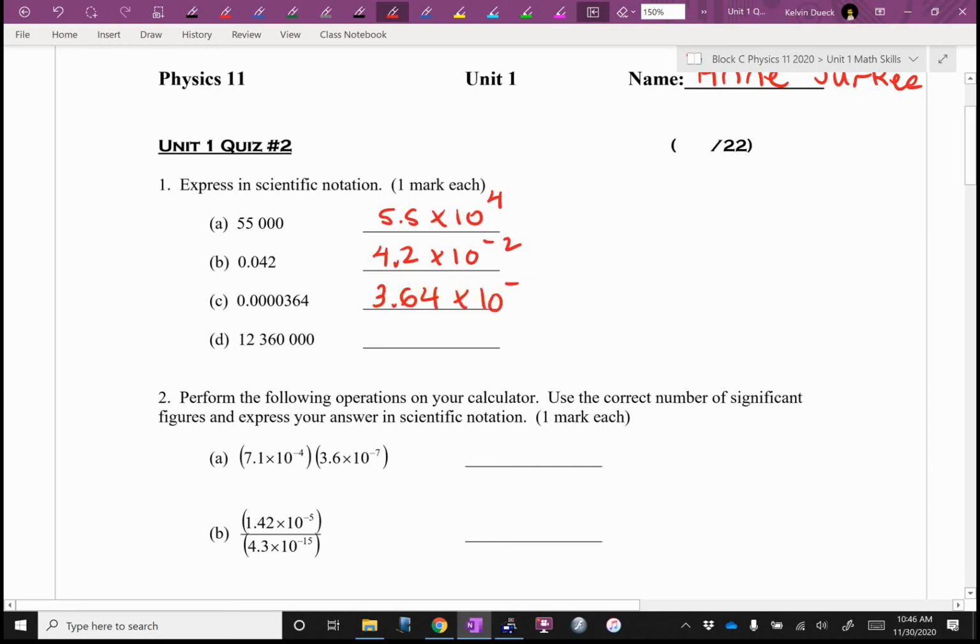3.64 times 10 to the negative 5. And 1.236 times 10 to the 7.